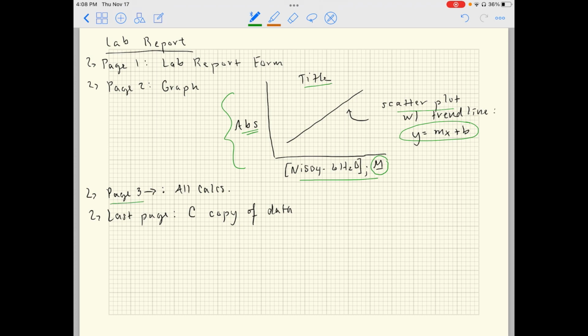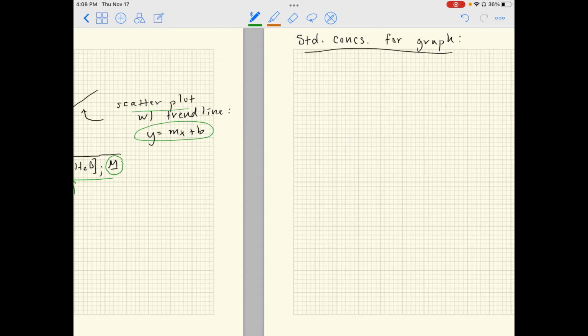Your third page of your report are all of the calculations, so make sure you include those. And then the last page is going to be a carbon copy of just your data. So that's the lab report. That's what I'm expecting. So let's start by talking about how to get those concentrations for that nickel sulfate hexahydrate.